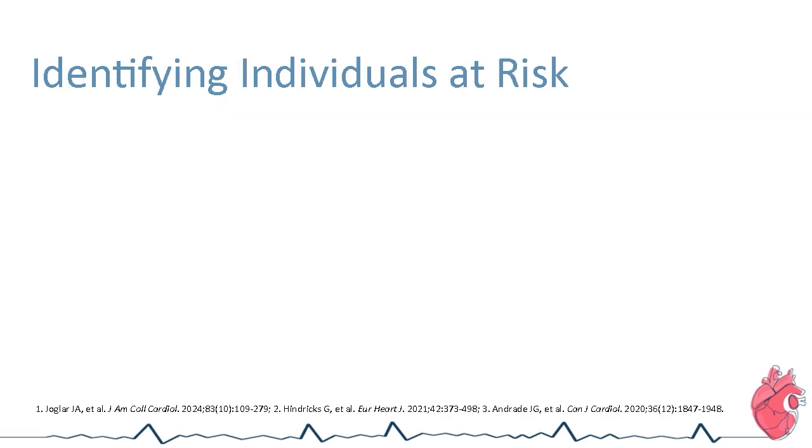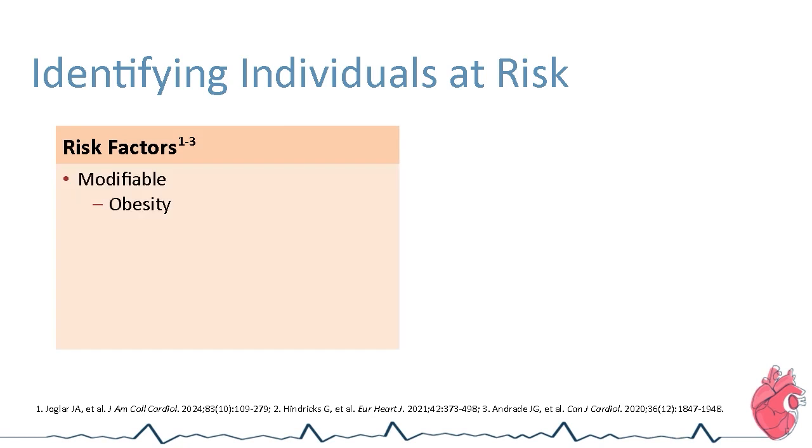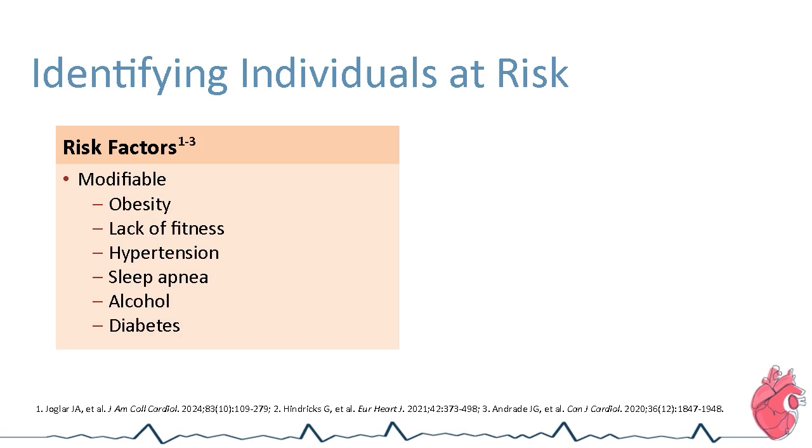How do we identify individuals who are at risk for developing atrial fibrillation? Well, we know there are many risk factors. It's one of the most common diseases that we encounter in all of medicine. Some common ones are obesity, lack of physical fitness, hypertension, sleep apnea, alcohol, and diabetes. Those are all modifiable. It's really important to look for those because we could do something about those factors to lower their risk. Other things are, of course, non-modifiable: their age, their genetics, etc.